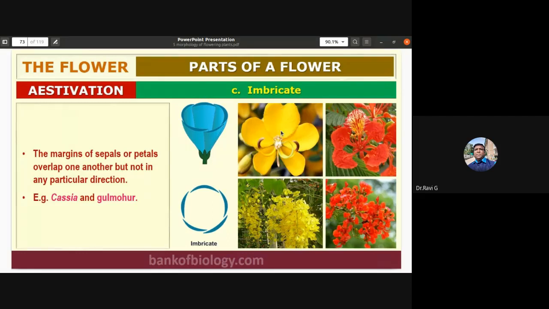So this condition you can notice in the cassia plant, the imbricate estivation, where the first petal is completely overlapped, one petal is completely overlapping, and the remaining three are partially overlapped, partially overlapping. So we can use simple terms: one petal is completely inside, one petal is completely outside, and the remaining three are in and out condition. Even in gulmohar, where you have this imbricate estivation.